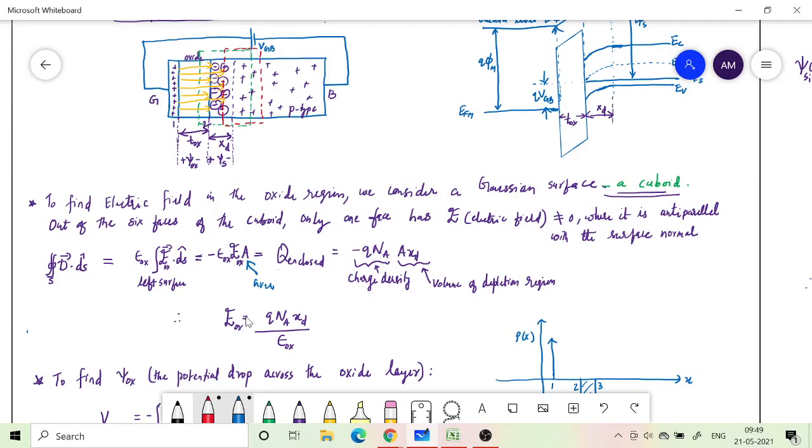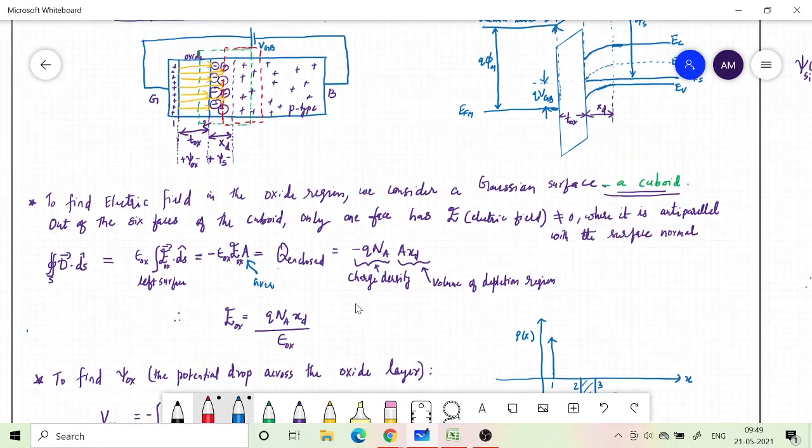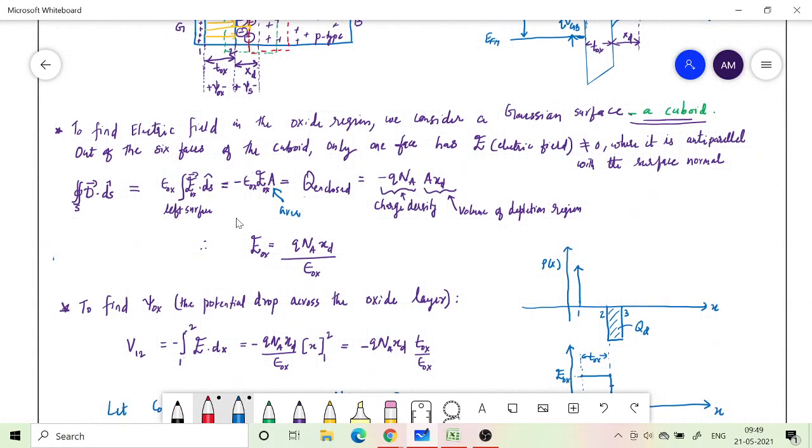So from this you can get the electric field as shown here. It comes as Q Na XD. The negative signs cancel on both sides. The area also cancels on both sides. So the electric field Eox, that means the electric field in the oxide region, is equal to Q Na XD divided by epsilon ox.